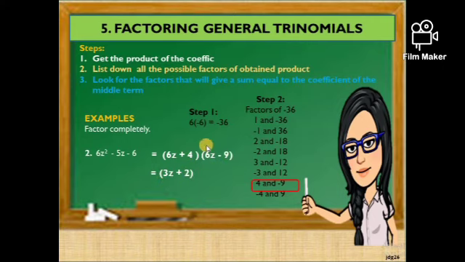Ganon din ang gagawin natin sa second factor. 6 and 9 are divisible by 3. So, i-divide natin siya by 3. 6 divided by 3 ay 2, and 9 divided by 3 ay 3. So, we have 2z minus 3. And this is now the final answer.